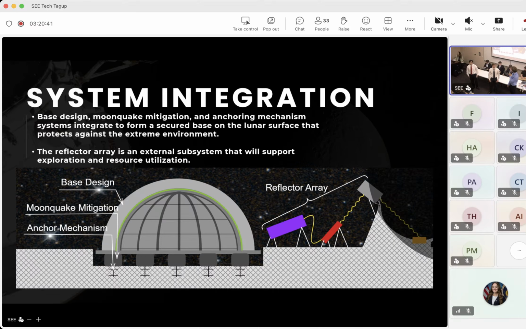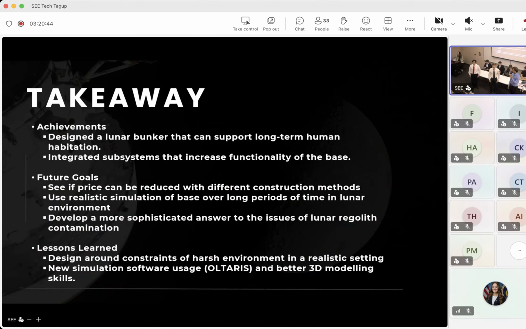Next slide, please. And so some of the main takeaways here were that we achieved designing a few subsystems to make life on the moon easier and also exploration. And we also just pieced those together in a nice way. And some of the future goals are to analyze how temperature swings would affect these systems and also simulate it directly. And we also want to address concerns with lunar regolith because the material properties are not very well known.